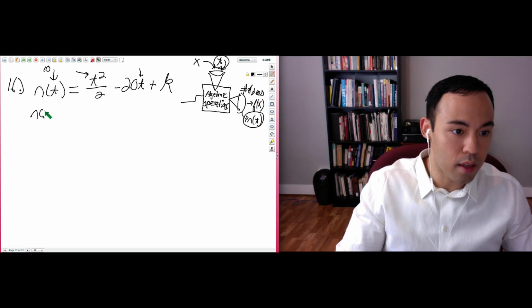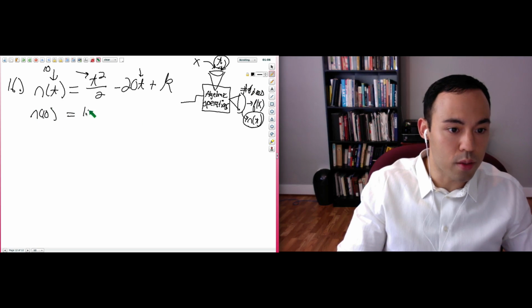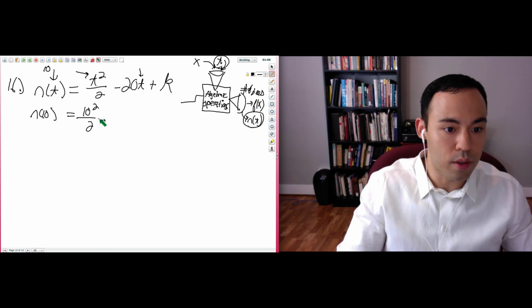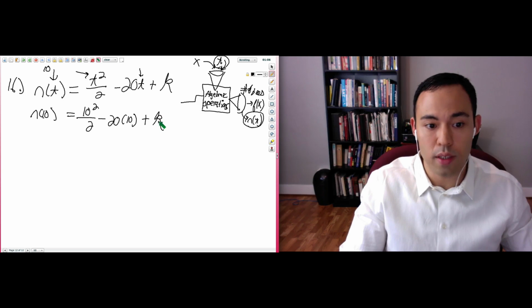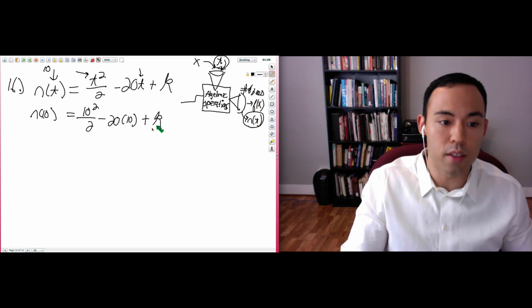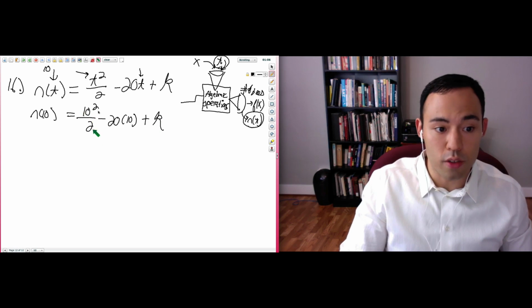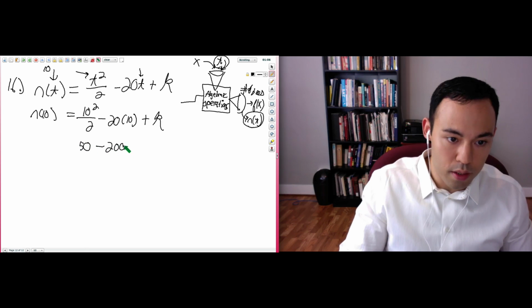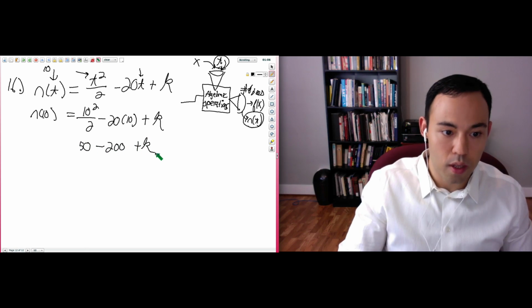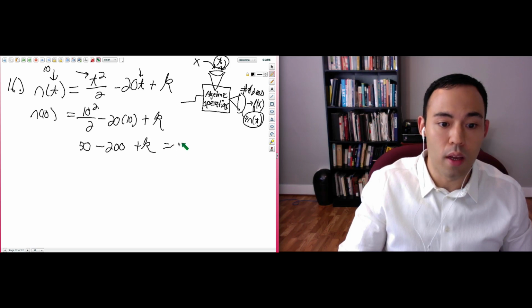So n of 10 is equal to 10 squared over 2 minus 20 times 10 plus that unknown constant, which doesn't change. We don't have to plug in a 10 for that. That's just some unchanging value. So this is 100 divided by 2, which is 50, minus 200 plus k. We'll go ahead and simplify that to negative 150 plus k.